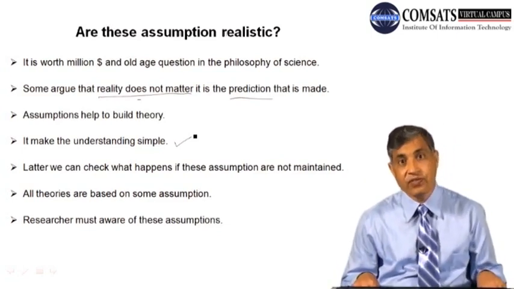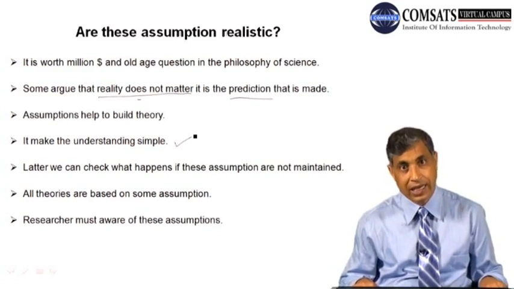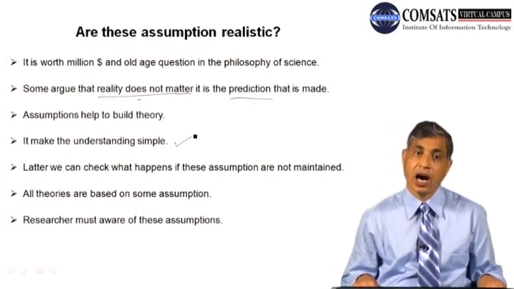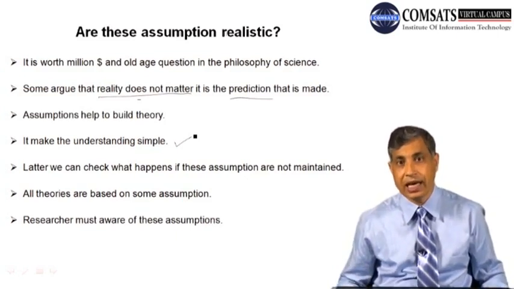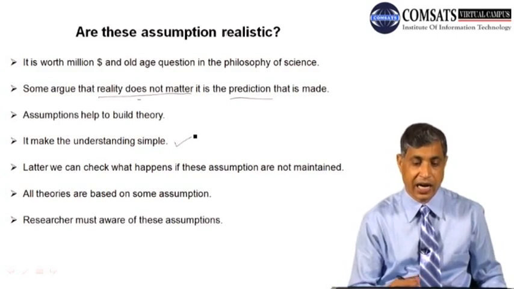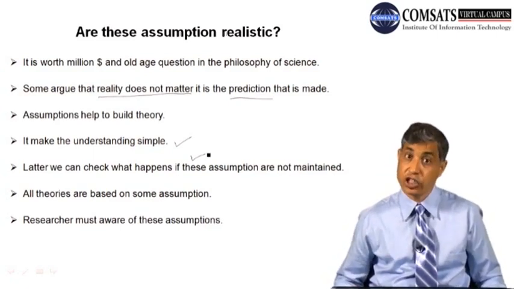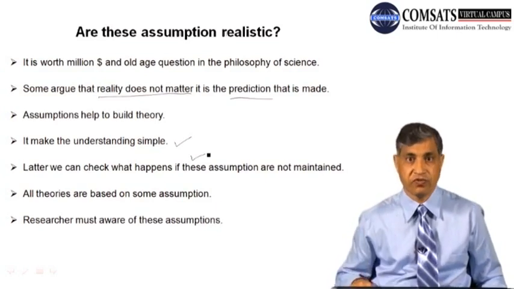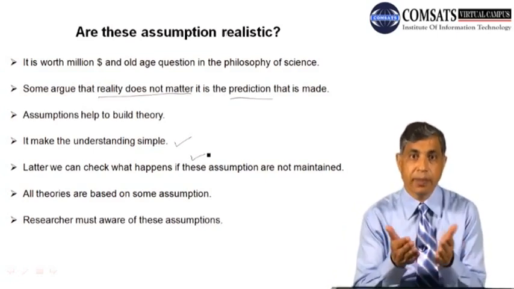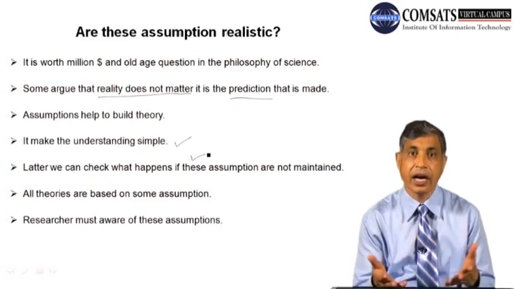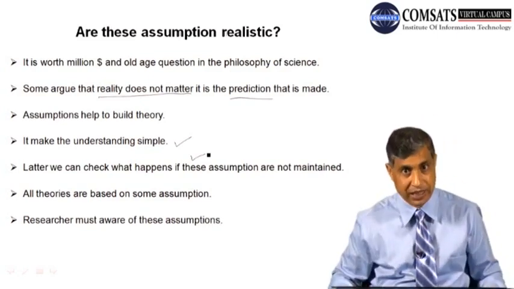The scientists argue that the assumptions are necessary because they make the understanding of the theory very simple. And the people who argue that the assumptions are not real, so we should not take assumptions, are given the answer that later we can check: what happens if these assumptions are not maintained? This is a very interesting question. People say first take the assumptions, build up a theory, run the regression, draw a conclusion, and then see what happens if assumptions 1, 2, 3, 4 are all lapsed.